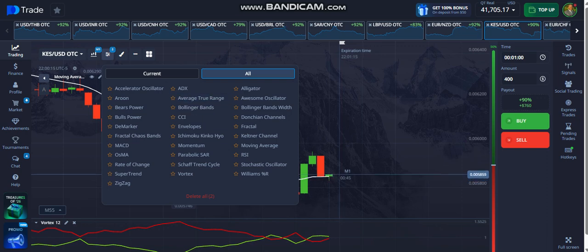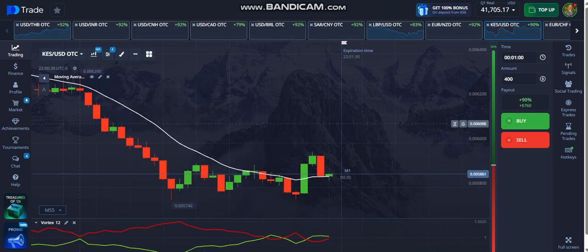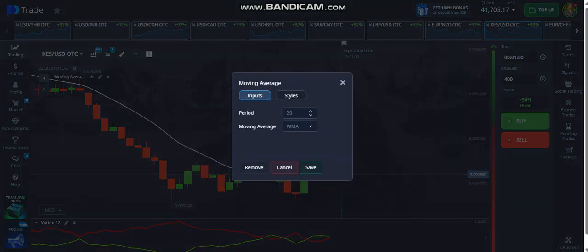So you'd go into your settings here, click on your indicators and click on moving average. And the second is the Vortex indicator. For the moving average indicator, I'm going to be setting the period to 20 WMA, which is weighted moving average. And I have the line of the moving average set to white, 2 pixels.